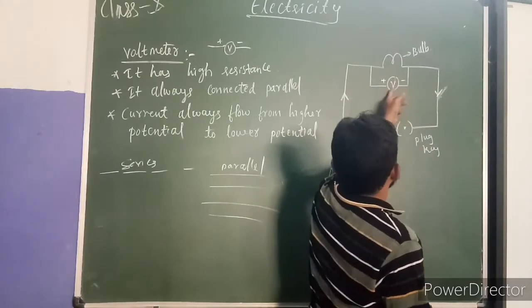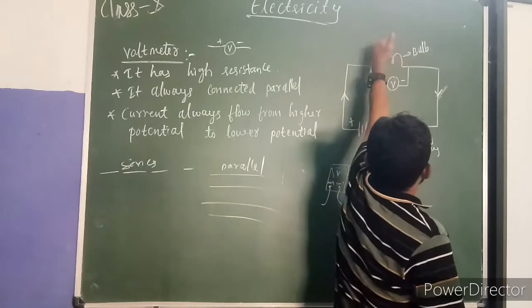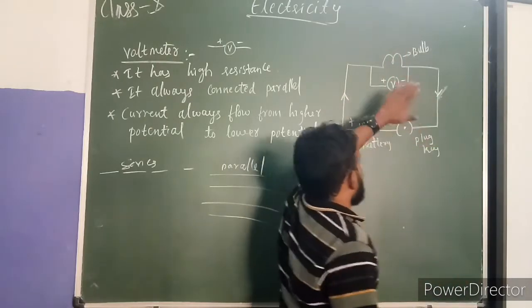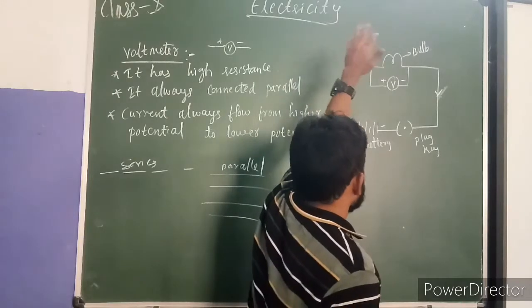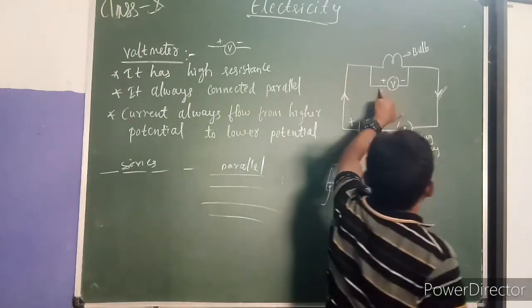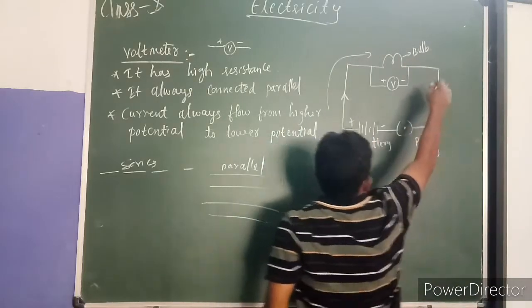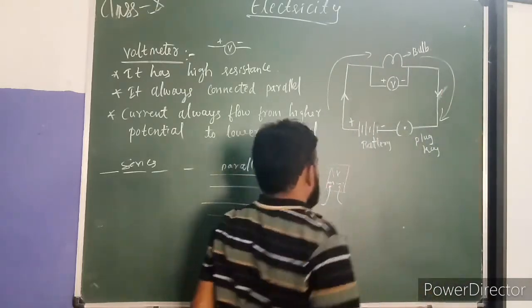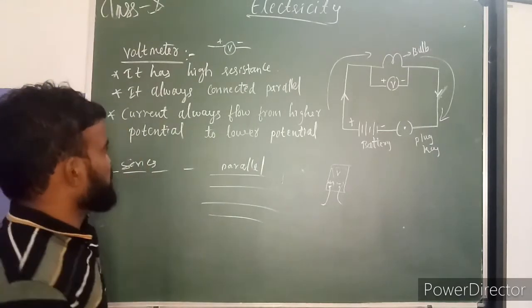And this is the voltmeter we have taken in the device, connected in parallel to the bulb. We can also arrange it up here, no problem. So at the voltmeter's positive terminal, the current moves from positive to negative direction. So it is connected in parallel.